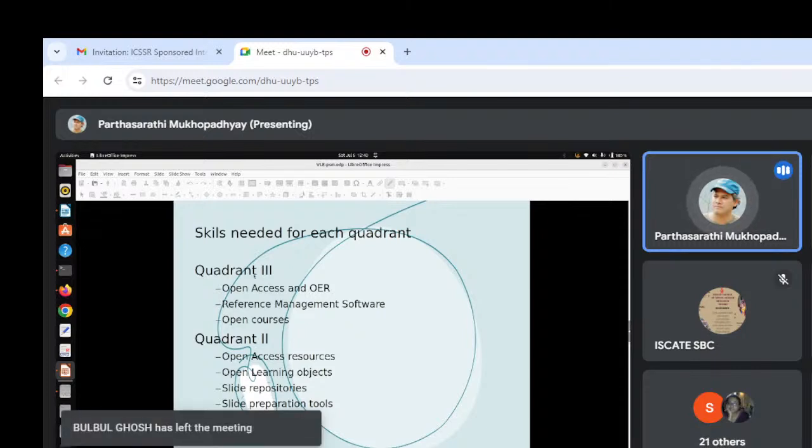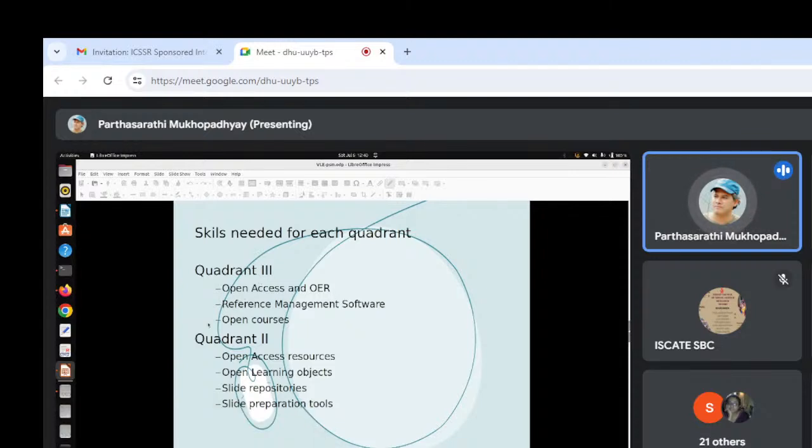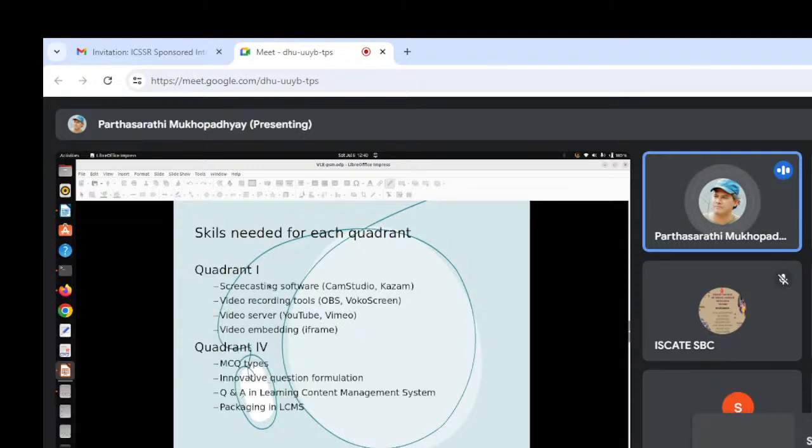So this quadrant 3, I always start a course through this quadrant 3. Different kinds of open access resources. I use reference management software to list the documents. Different kinds of open courses. If similar courses are available somewhere, I list them. Then I move to quadrant 2, which is basically the e-text. There I need to know open access resources, open learning objects, site repositories, slide preparation tools. Then the most difficult part for a teacher is quadrant 1, how to develop a video tutorial.